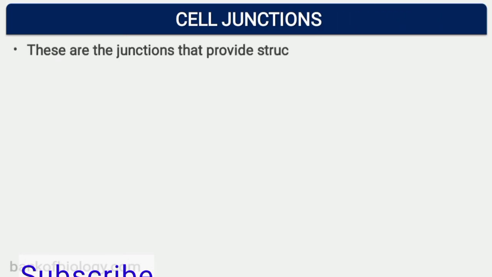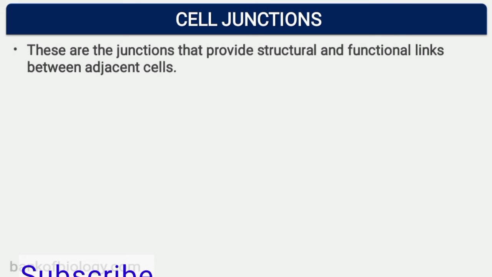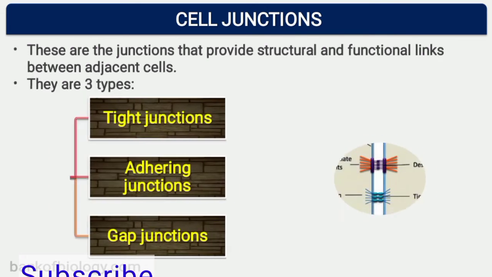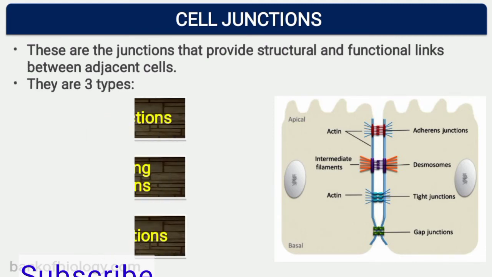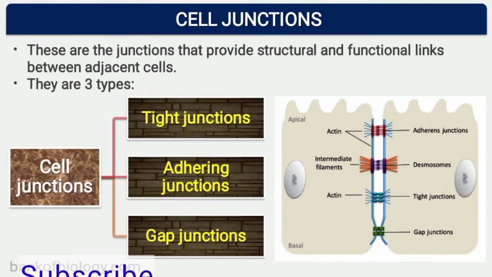What are cell junctions? These are the junctions that provide structural and functional links between adjacent cells. They are of three types: tight junctions, adhering junctions, and gap junctions. As you can see in the diagram, topmost are adhering junctions, in the middle are the tight junctions, and at the last are gap junctions. It means that from one cell to another cell there is a minor gap. That gap can be well understood with the help of this diagram.